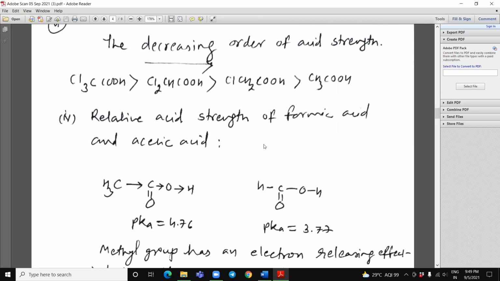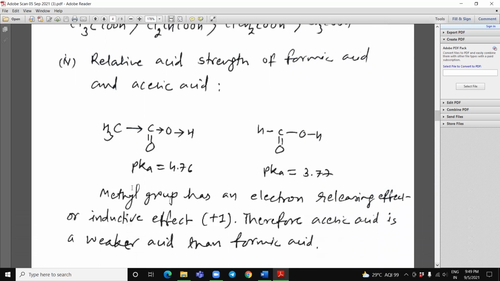Relative acid strength of formic acid and acetic acid. See here, formic acid. This acetic acid contains a methyl group. It is an electron donating, electron releasing group. So the polarity of this oxygen-hydrogen bond is decreasing. So its acidic nature is lower.